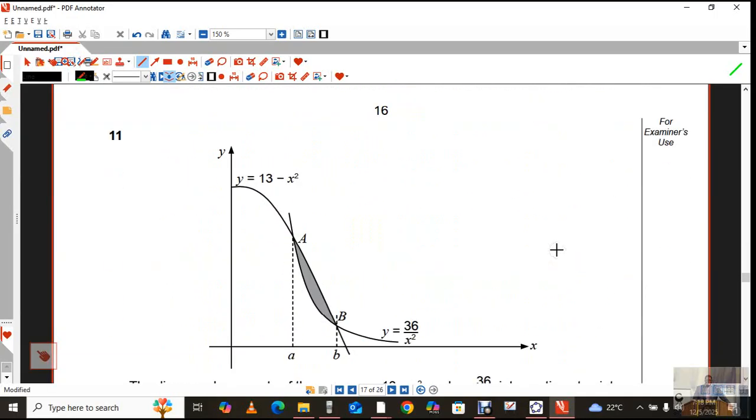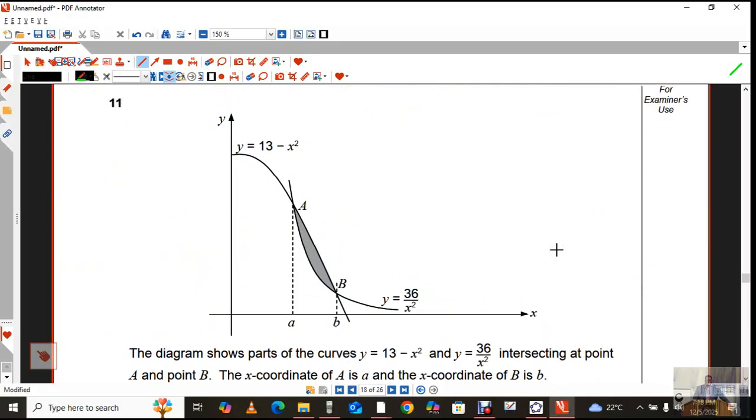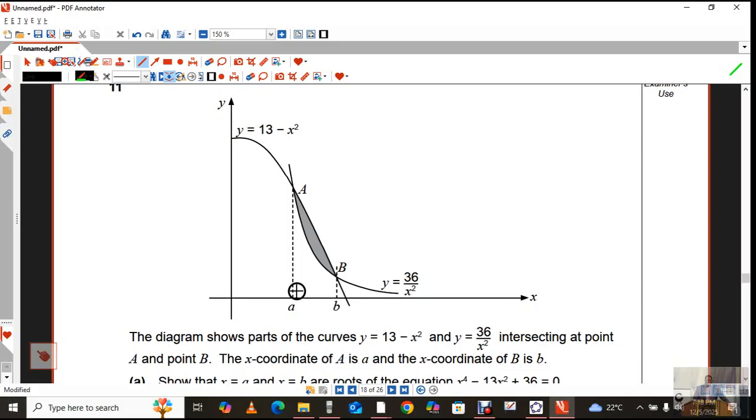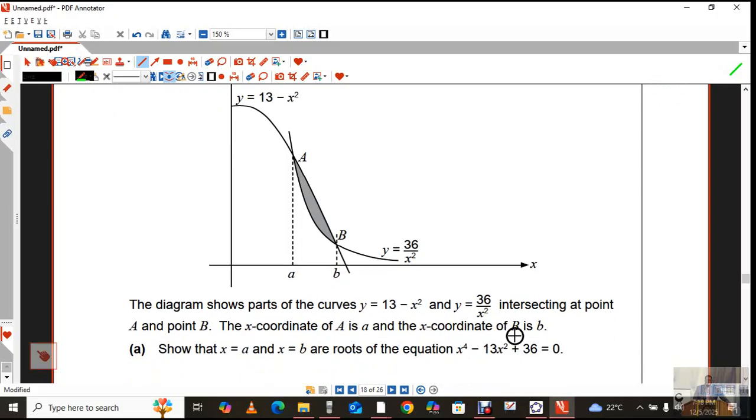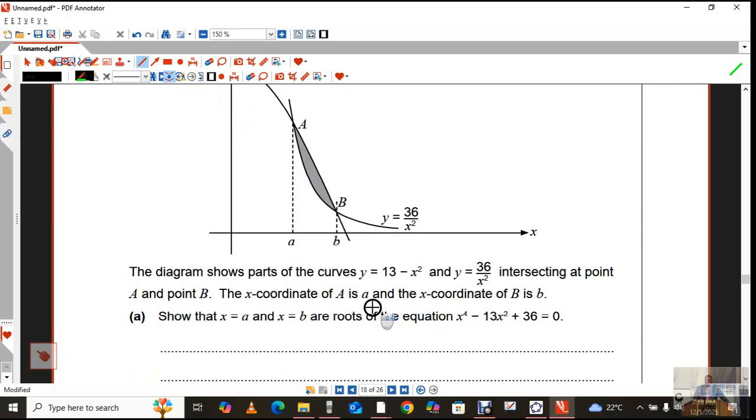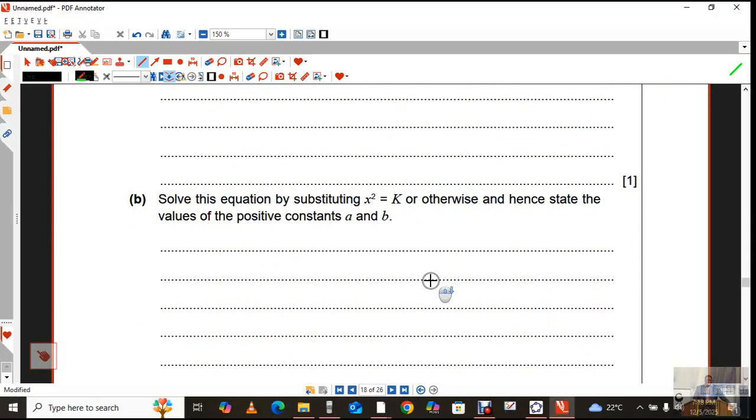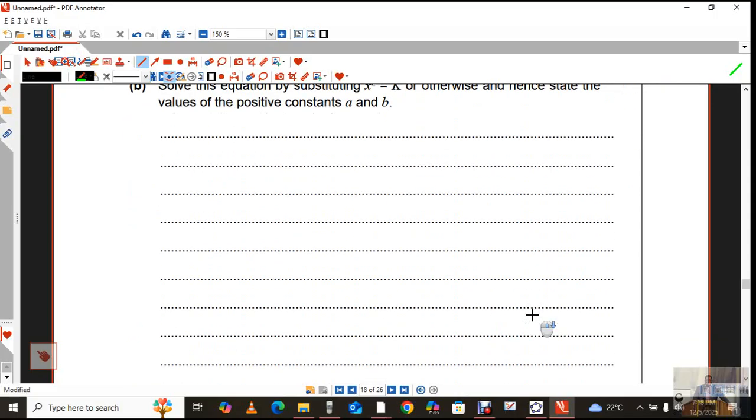Right, that brings me to question 11. I think this is the second last question. Question 11 deals with the diagram showing part of the curves y equals 13 minus x squared and y equals 36 upon x squared intersecting at points A and B, as you can see in the diagram. The x-coordinate of A is represented by a small letter a, and the x-coordinate of B by a small b. We're supposed to show that the equation holds. Nothing here to be afraid of.